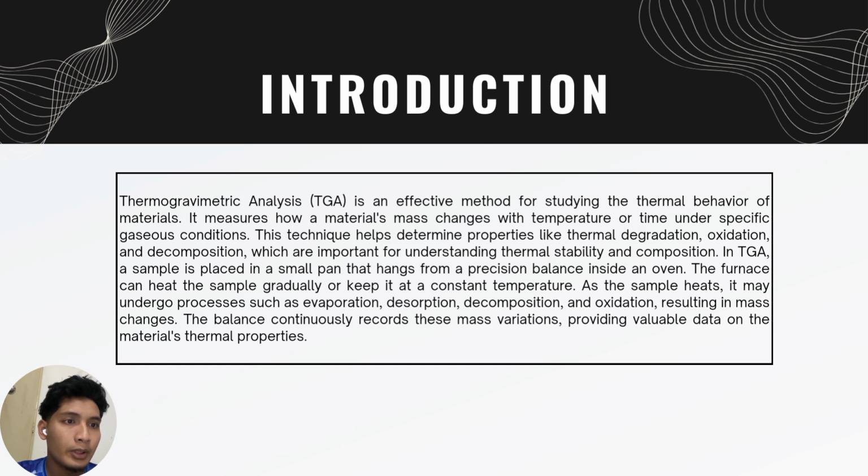In TGA, a sample is placed in a small pan that hangs from a precision balance inside an oven. The furnace can heat the sample gradually or keep it at a constant temperature. As the sample heats, it may undergo processes such as evaporation, desorption, decomposition, and oxidation, resulting in mass changes. The balance continually records this mass variation, providing valuable data on the material's thermal properties.